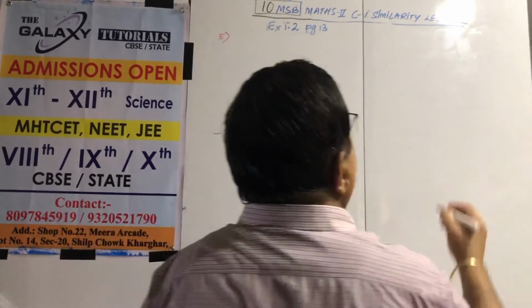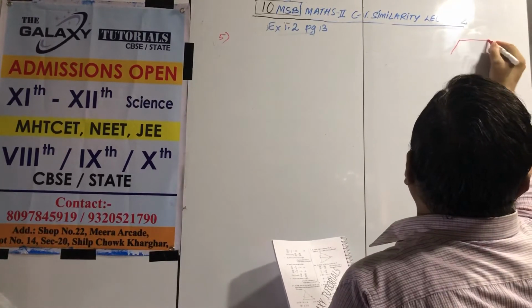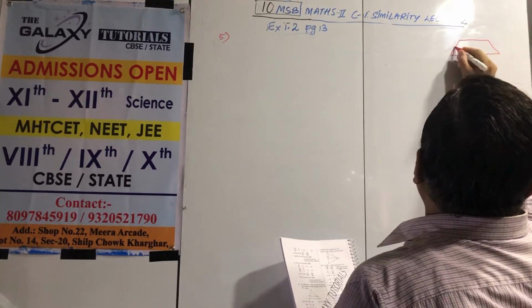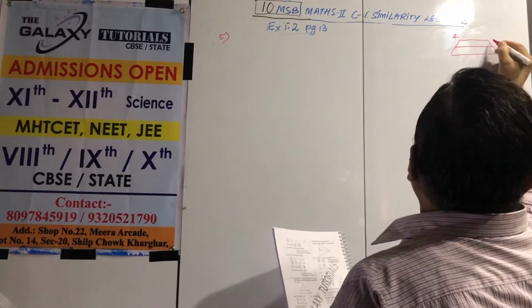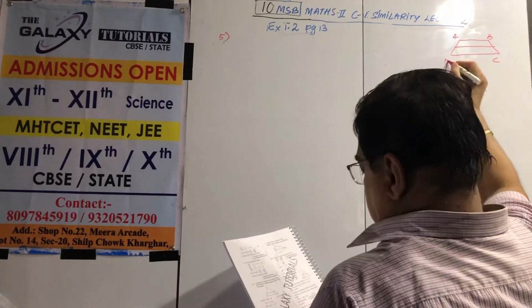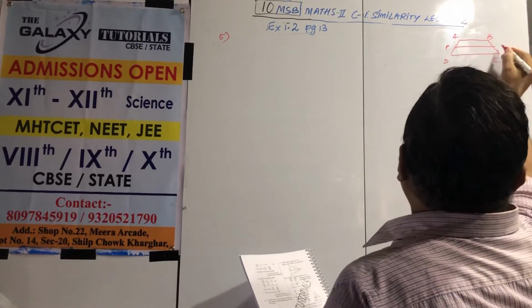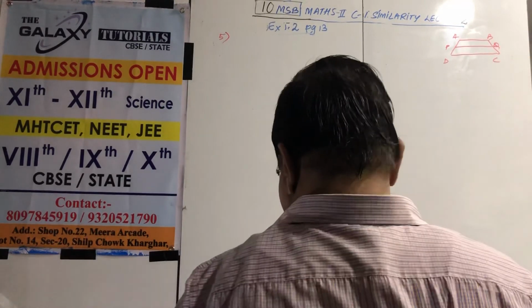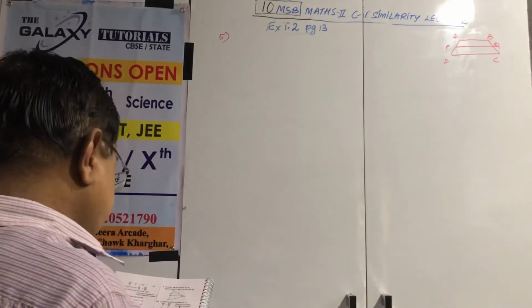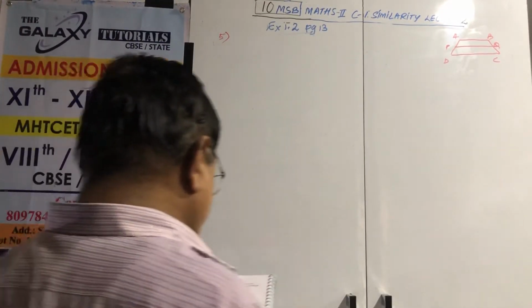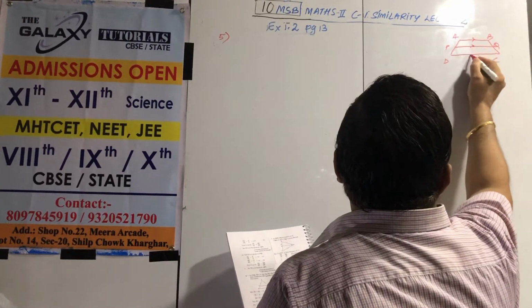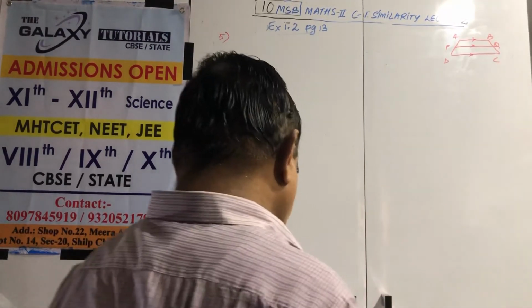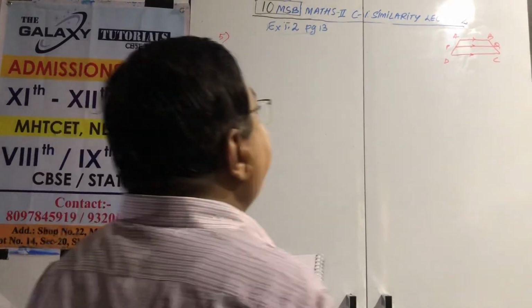Sum number 5, our diagram runs, there is a trapezium. I have A, B, C and D and I have a P and a Q. In the trapezium ABCD, AB is parallel to PQ, which is parallel to DC. All three lines are parallel to each other. AP is 15.